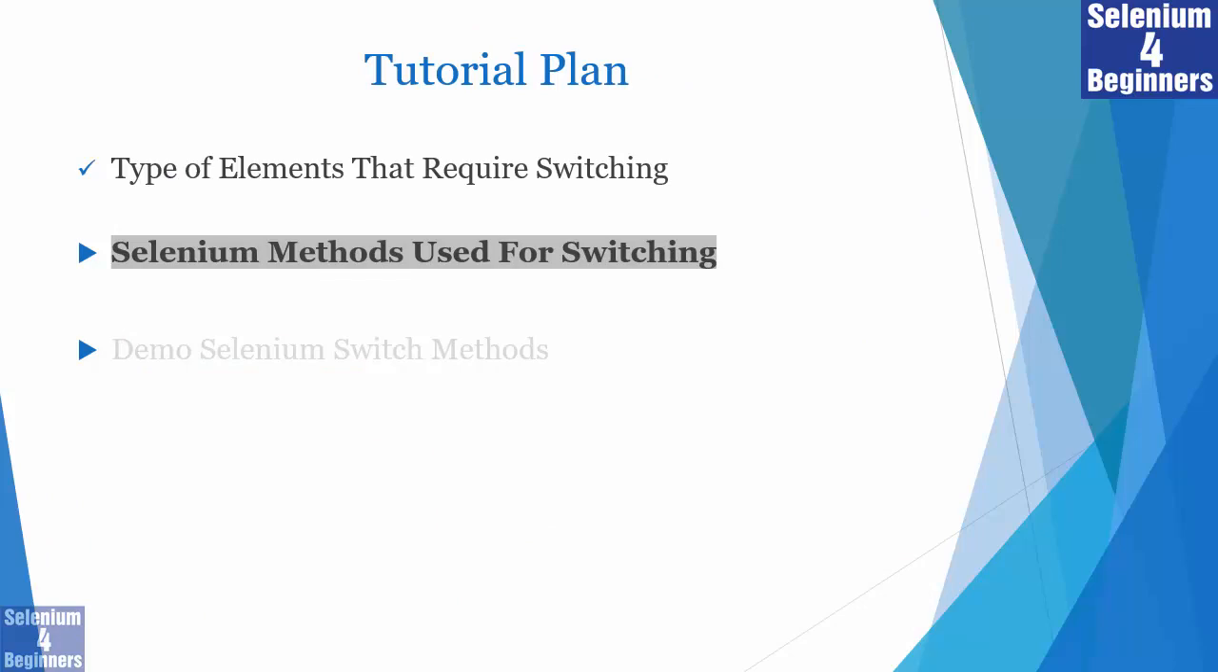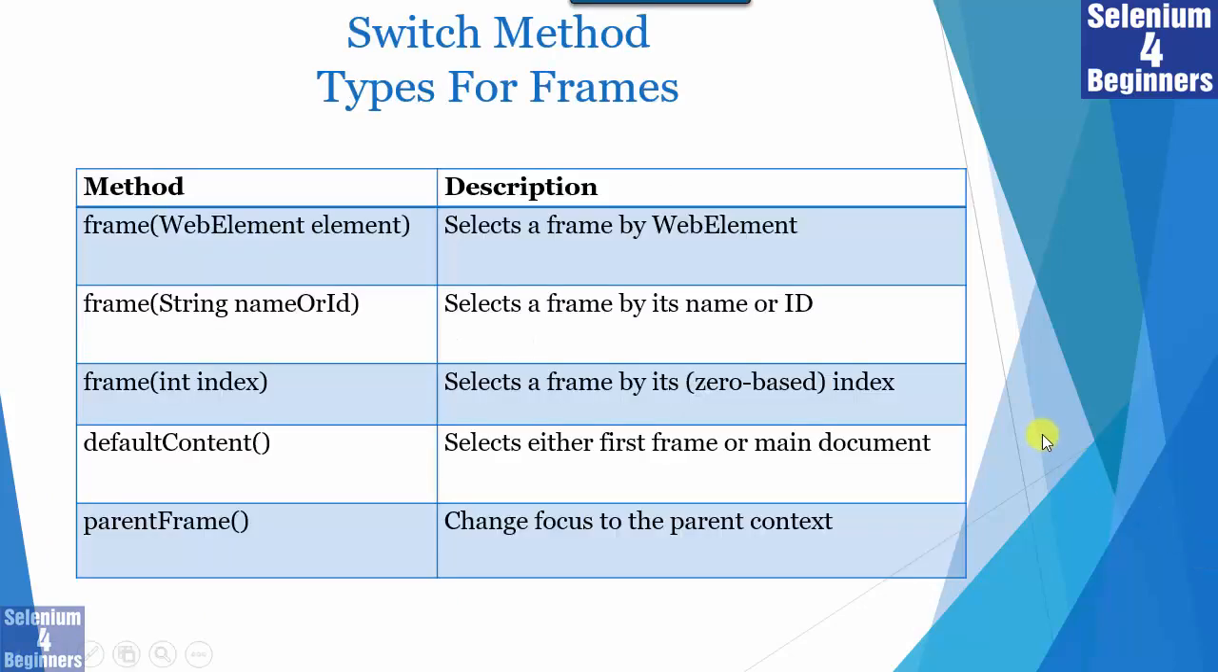There are different Selenium methods used for switching. Here's the methods used for switching to a frame. Frame WebElement element selects a frame by WebElement. WebElement is the data type, and element is the frame element we will switch to. Frame string name or ID selects a frame by its name or ID. String is the data type. Name and ID are the HTML attributes. We can switch by the name of the frame or ID of the frame.